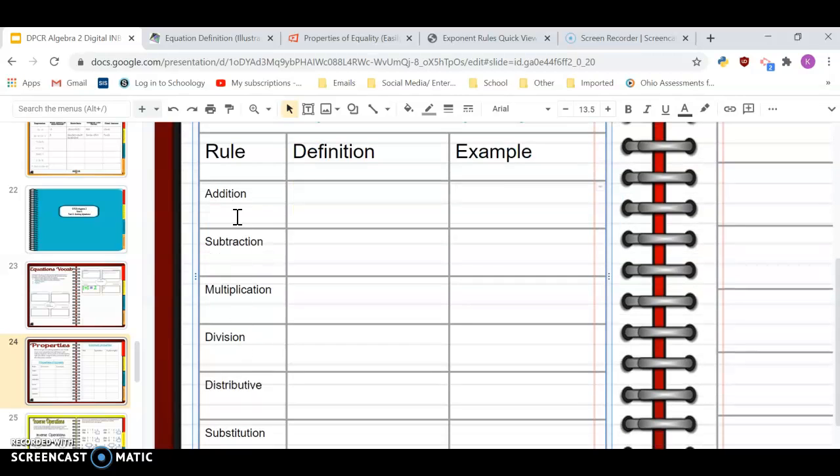There are addition, subtraction, multiplication, division, the distributive, and substitution. In the middle, we're going to give the definition, and then on the right, we are going to give an example of that. So we're going to go through addition and subtraction with you.